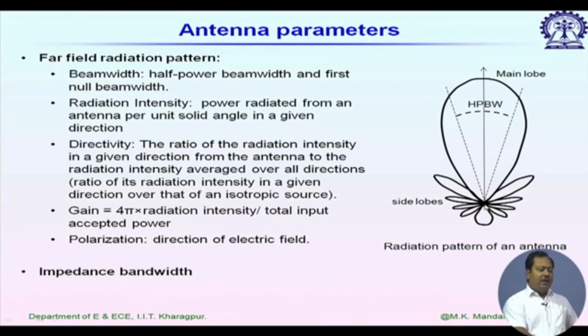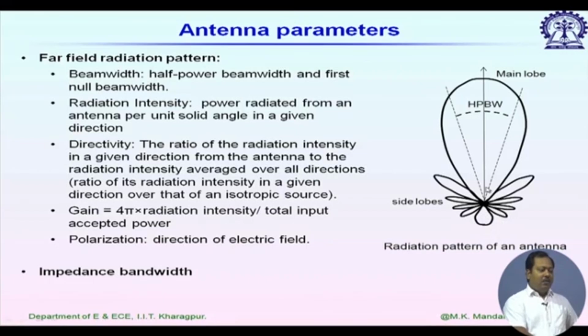The desired direction of radiation is shown by this arrow, and we call this the main lobe of the antenna. In addition to the main lobe, we can see some radiation in other directions also. These are called the side lobes of the antenna, and we also have some radiation just in the back side compared to the desired direction. We call it the back lobe of the antenna.